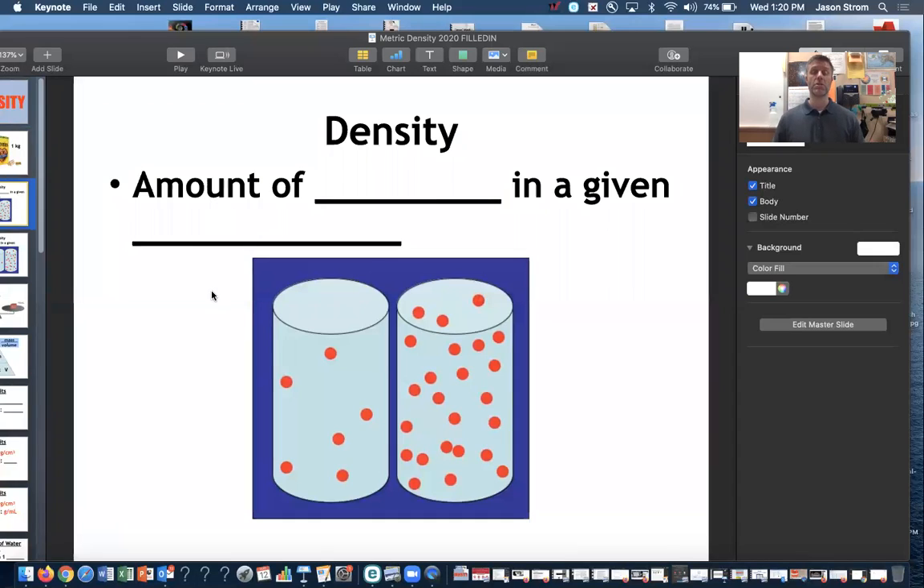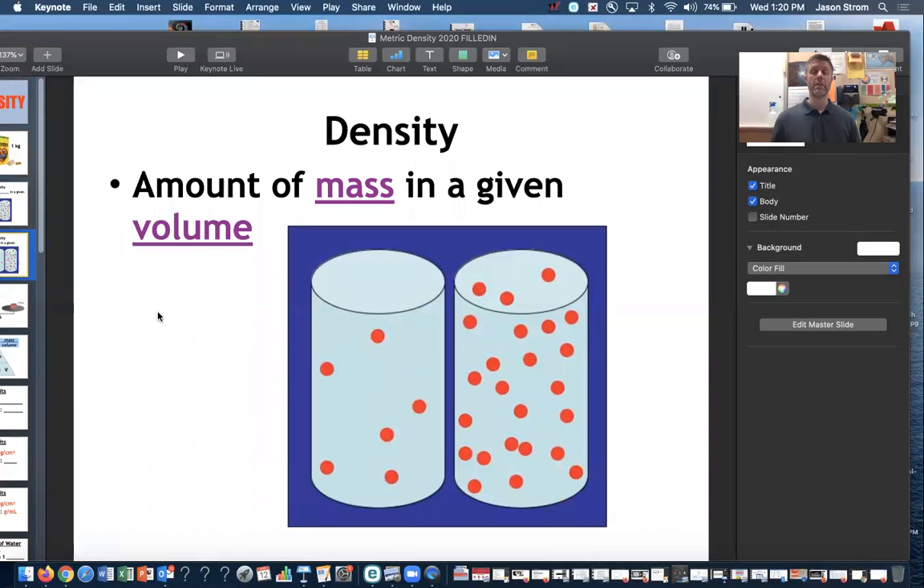This first one, this is just a definition of density. So, again, with these notes where you have these blanks, you can click the text box and fill it in. The definition of density is the amount of mass in a given volume.